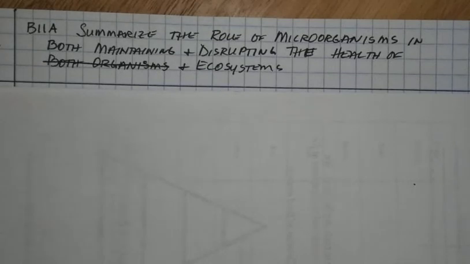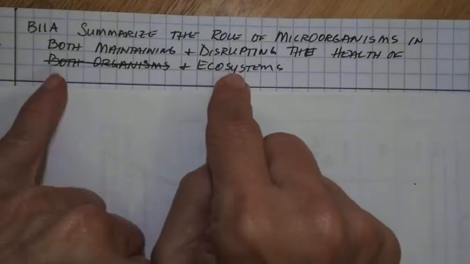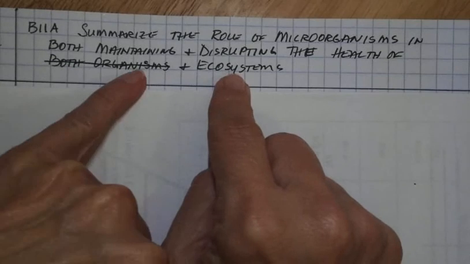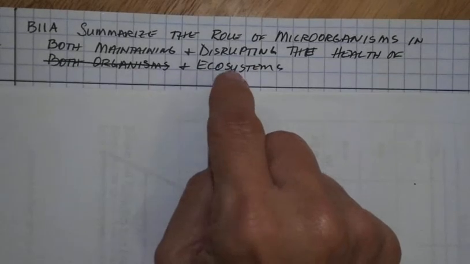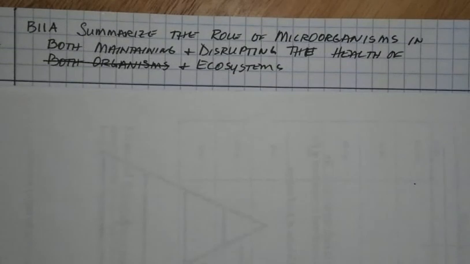B11A says you're going to summarize the role of microorganisms in both maintaining and disrupting the health of the ecosystems. We'll get to the organisms later in the year, but right now we're going to focus on maintaining and disrupting the ecosystem. So how do microorganisms affect the ecosystem?